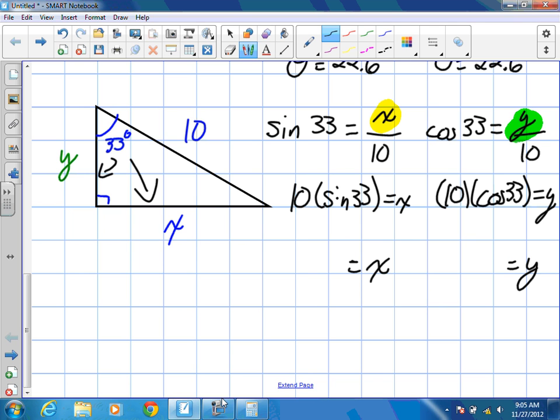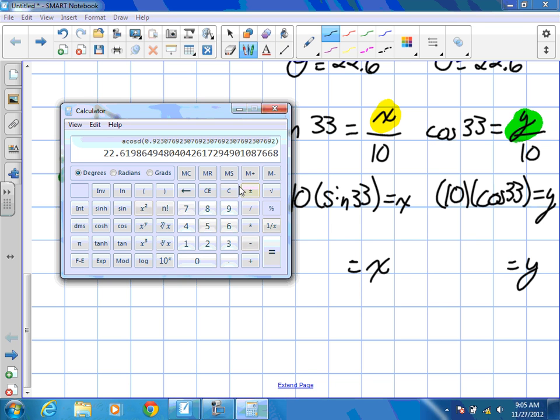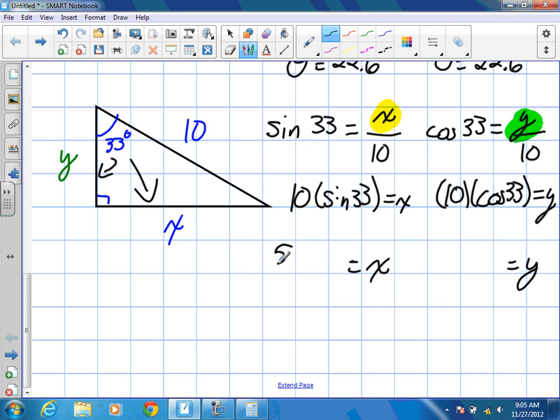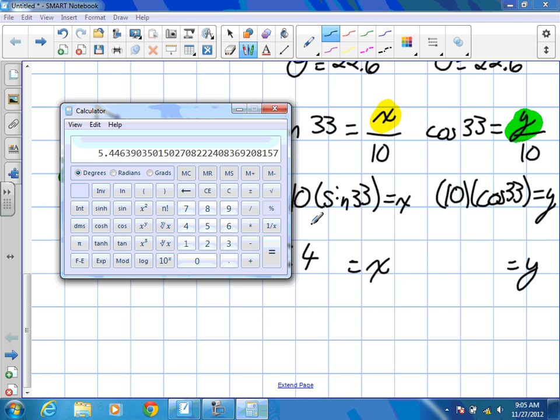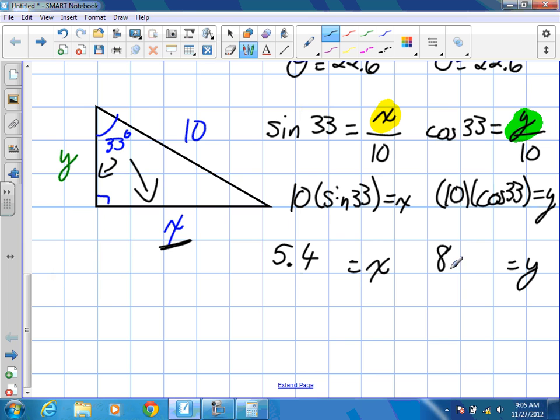Because my calculator is a little older, I actually have to make sure I do sine first. So I'm going to do 33 sine times 10, 5.4. 5.4 is my x. And in the other case, cos 33 times 10, 8.38 is our y. So we solve for different parts of the triangle depending on whether we used sine or cos. And the same idea would have been true if we'd used tan, just like you guys are used to using.